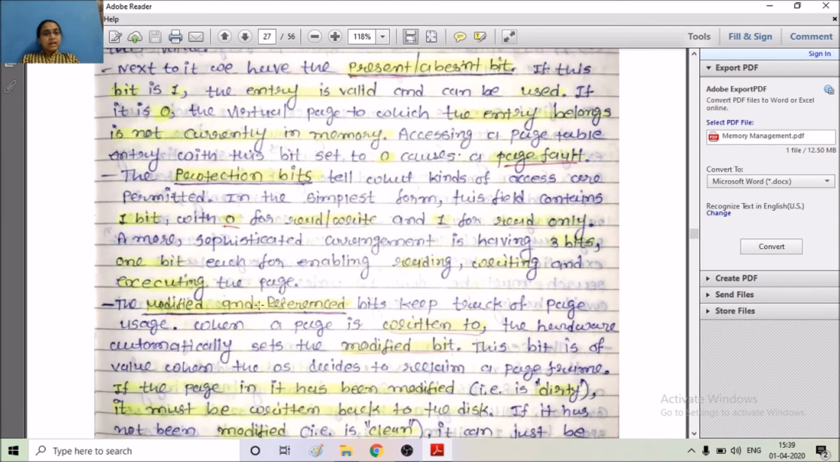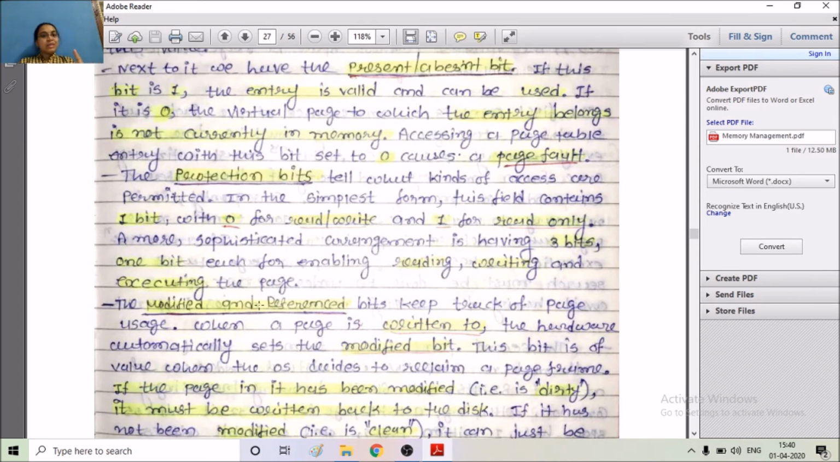Then the modified and referenced bits. So let us understand the meaning of the modified bit. Whenever you are putting your virtual page in physical memory, main memory, then some operations, as we have discussed, read, write, or execution, may happen with that page. So it may happen we have performed a write operation, so we have modified that page. So the modified bit indicates whether a particular page is modified or not.